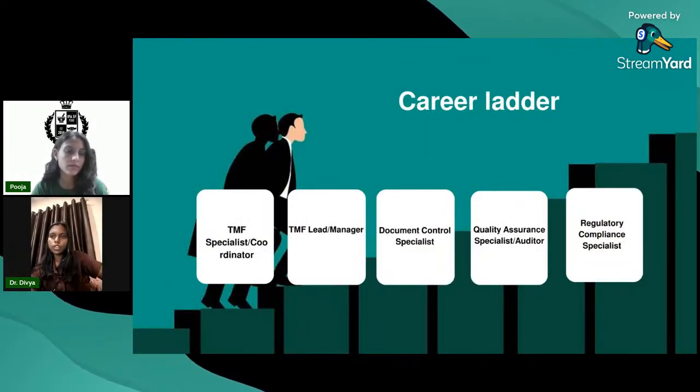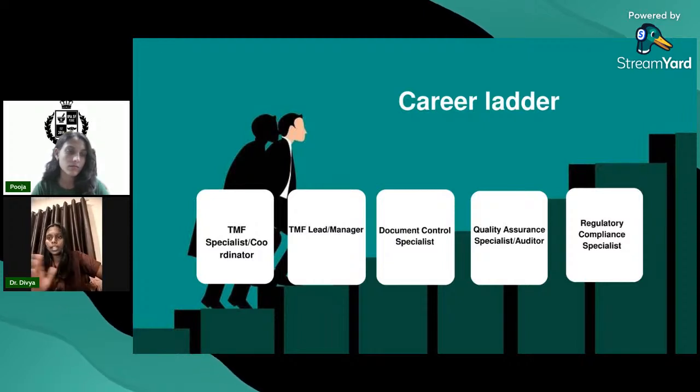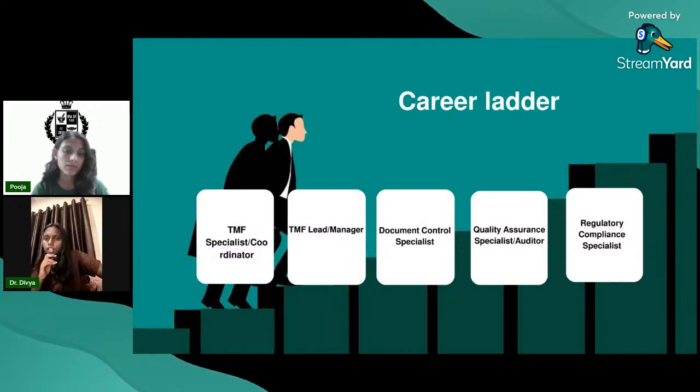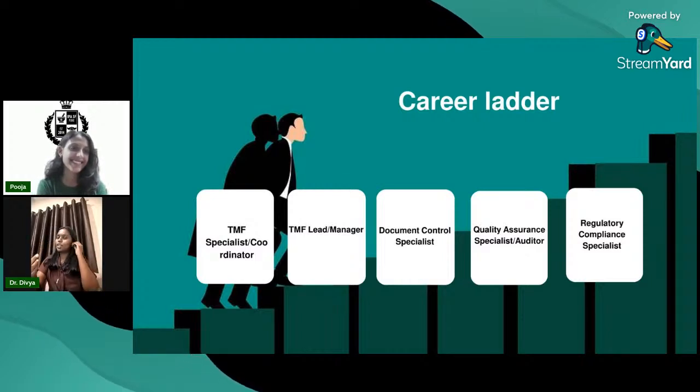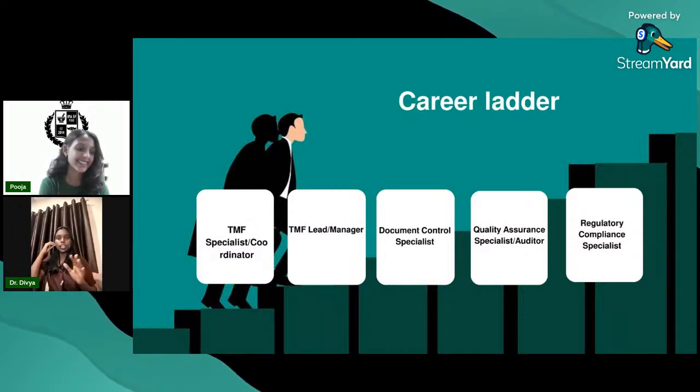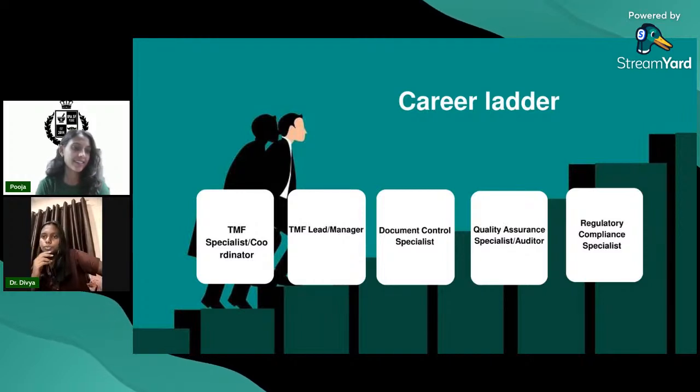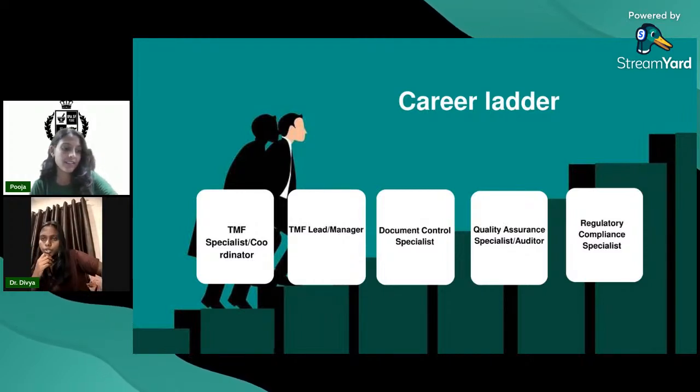So the career ladder goes like this. In this case also there is no hierarchy, you can choose any profile. Firstly, it is trial master file specialist. You must have heard this name many times, because right now, all over my LinkedIn, only this post is reflected. Trial master file specialist, and this is one of the good paying profiles as well. So it is a good option to go for.